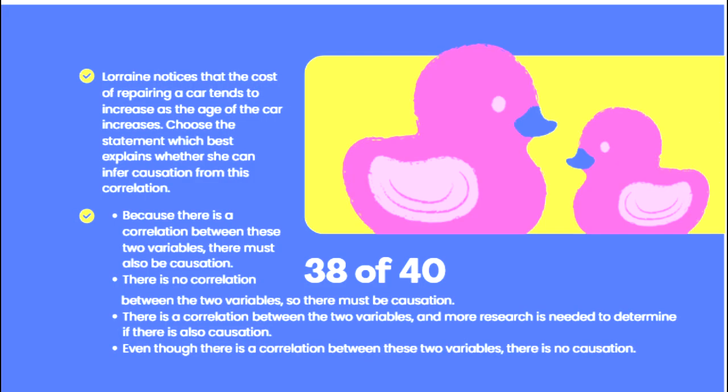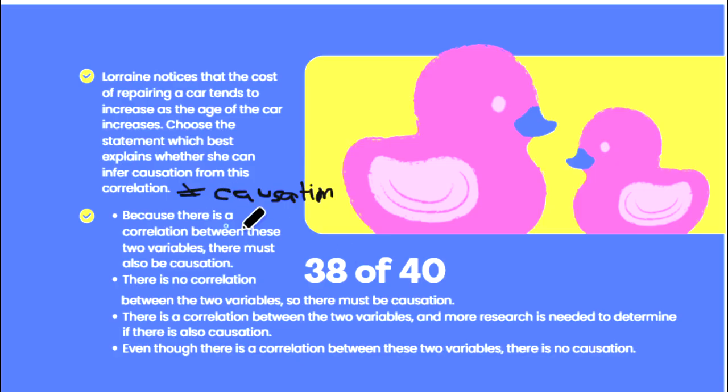Here's 38. Lorraine notices that the cost of repairing a car tends to increase as the age of the car increases. Choose the statement which best explains whether she can infer causation from this correlation. So the name of this lesson is Correlation Does Not Equal Causation. Okay, the answer is always going to be no. And the reason is, in order to connect correlation and causation, you need a true scientific experiment with a lot of control and a lot of repetition, and that just doesn't happen in real life.